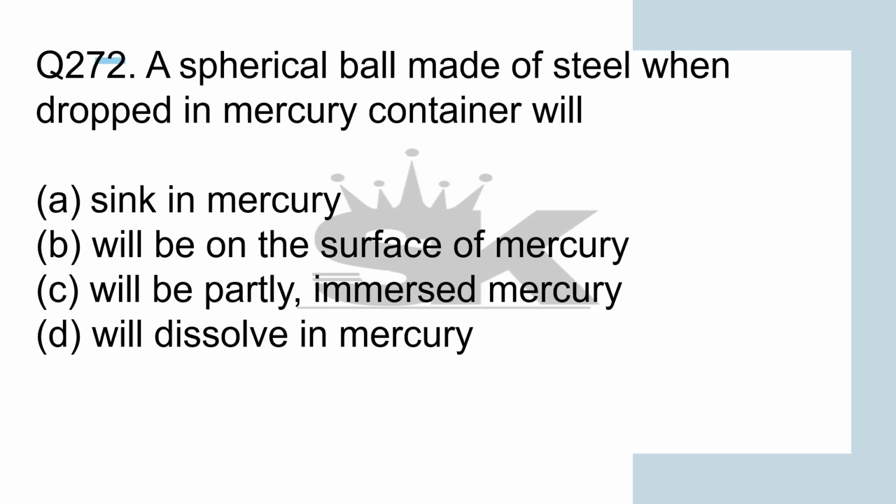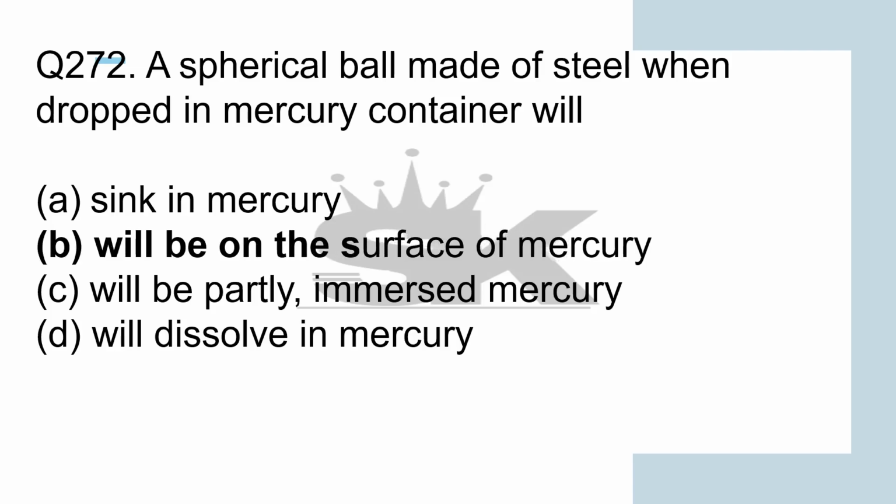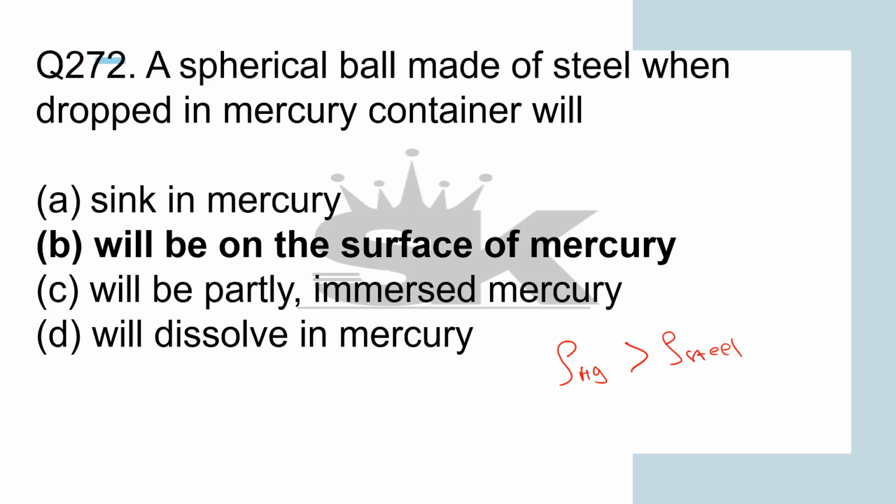A spherical ball made of steel, when dropped in a mercury container, will be on the surface of mercury. Mercury has more density than steel, right? So here the density of Hg is more than the density of steel. So the ball of steel will float.